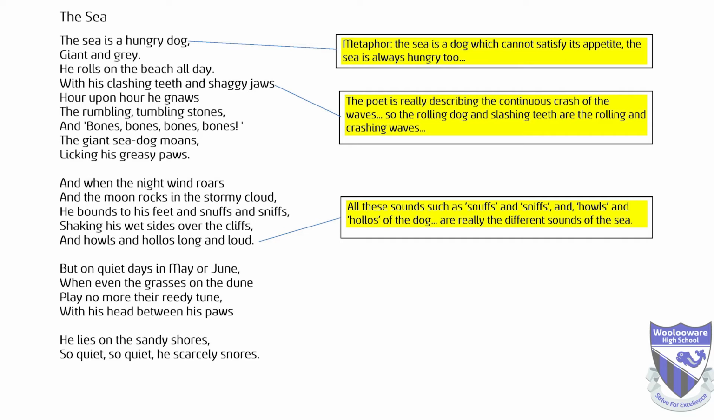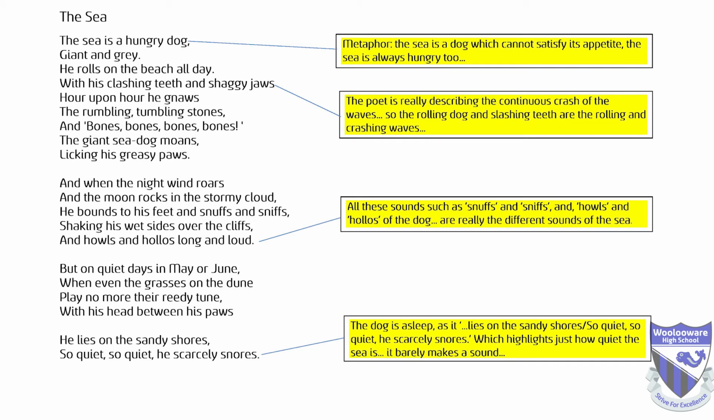That's right. Did anyone notice another technique the poet used in these lines? With snuffs and sniffs and howls and hollows, he repeats the first letters of S and H, and that is called alliteration. Let's leave alliteration for another episode. Let's return to the poem.